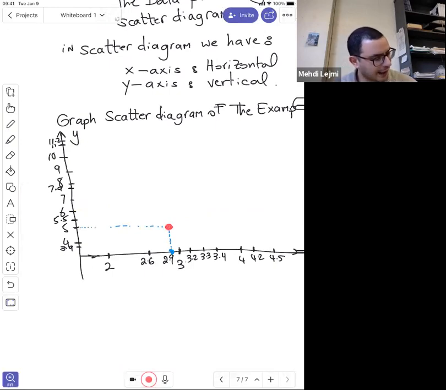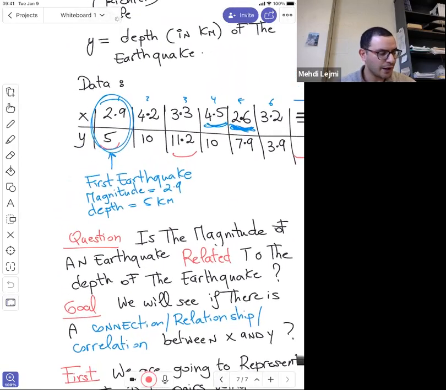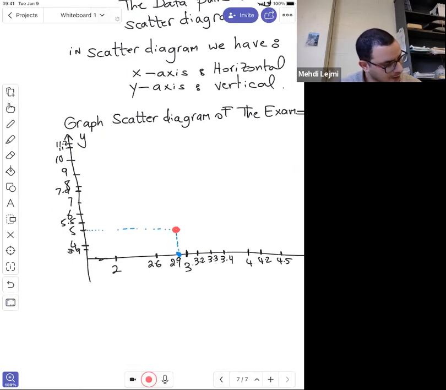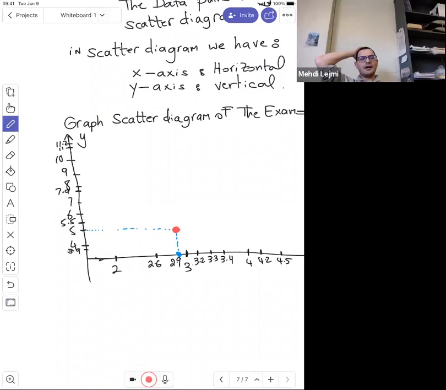Next point, we have 4.2, and the corresponding y is 10. So 4.2. Is that an ojive? No, it's not, because an ojive is supposed to represent cumulative frequency, but it looks like an ojive, right? Yeah, it looks like an ojive.